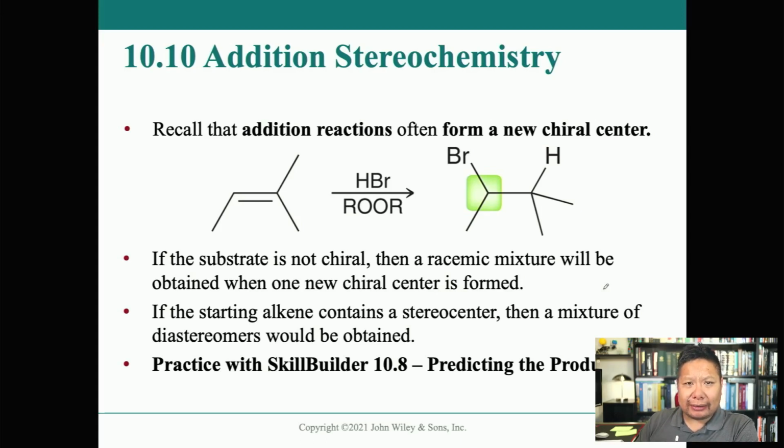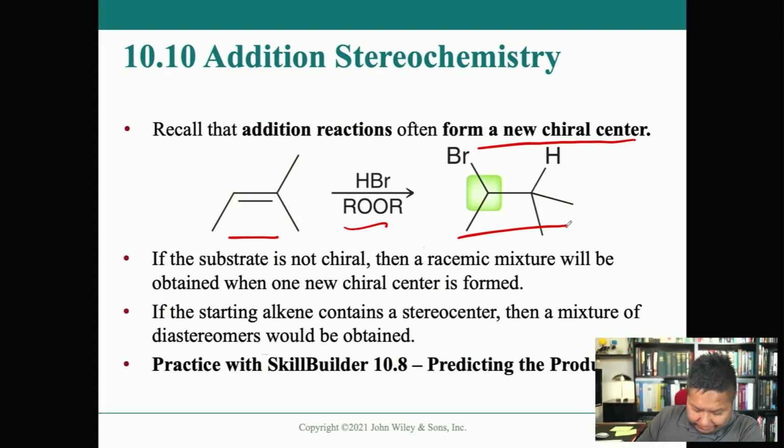So recall that addition reactions often form a new chiral center, right? And so here again we have our alkene with HBr and a peroxide going through a radical mechanism, and we get our anti-Markovnikov addition. If the substrate is not chiral, then a racemic mixture will be obtained when a new chiral center is formed. If the starting alkene contains a stereocenter, then a mixture of diastereomers is formed, right? So practice that with Skill Builder 10.8, predicting the products.